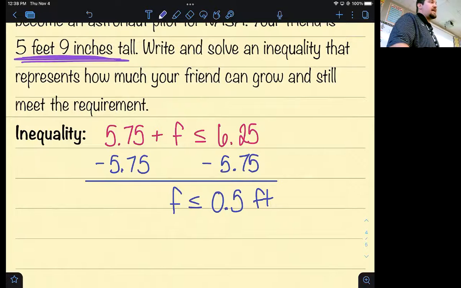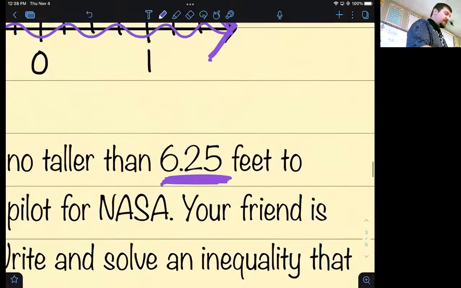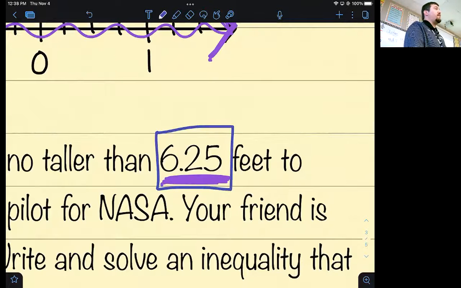Now, how many inches is half a foot? It's 6 inches. So as long as they don't grow more than 6 inches, they'd still be able to be a pilot. Now, they have this height restriction at NASA, but 6.25 is actually still pretty tall. 0.25 is 1/4 of a foot, like a quarter. So if you take a foot, 12 inches, and divide it by 4, what's 12 divided by 4? 3. So 1/4 of a foot is 3 inches.